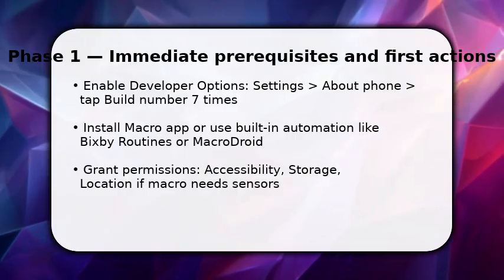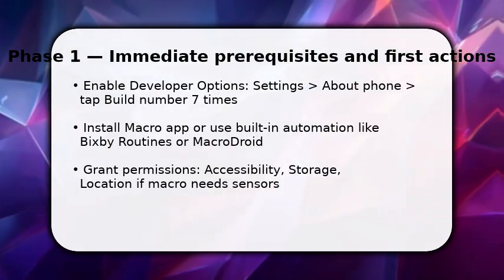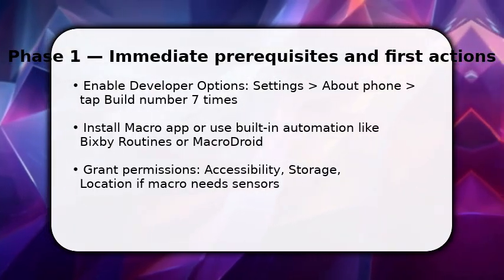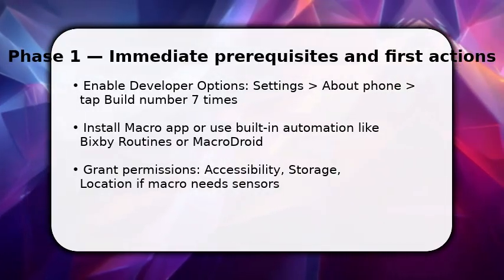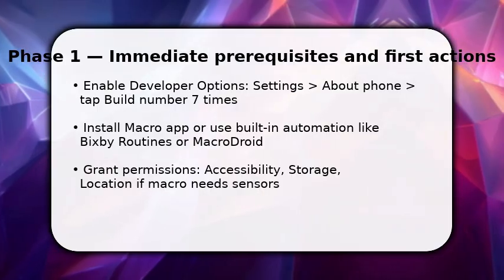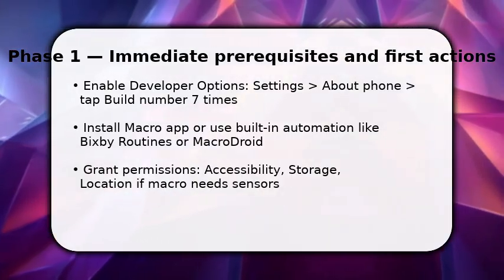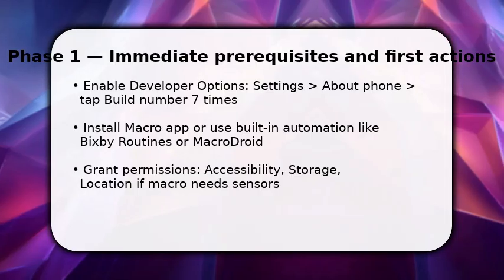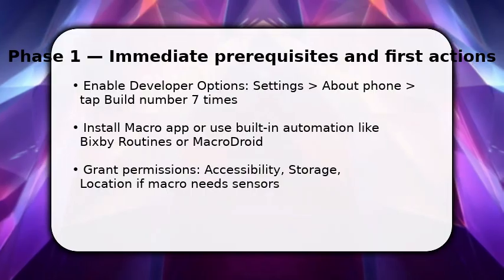You already have what matters: permissions and an automation app. Now start. Open your chosen macro tool and create a new macro profile. Give it a clear name and select the trigger: a button press, time, app launch, or sensor. Once done, add the first action: launch an app or toggle Wi-Fi. Make sure to allow accessibility and background execution so the macro can run reliably.